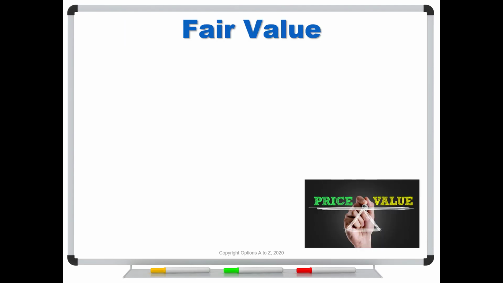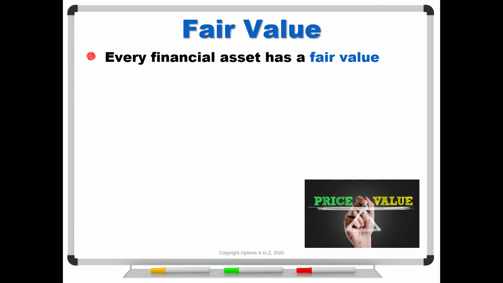So first of all, understand that every single financial asset has what's called a fair value. It's just a mathematical calculation that says this is what you should pay for this asset, or what you should receive if you're selling it. It's a price that doesn't favor the buyer, it doesn't favor the seller, it's fair to both parties. So futures contracts have a fair value, options have a fair value, treasury bills have a fair value. They all have different calculations, but the concept is the same.